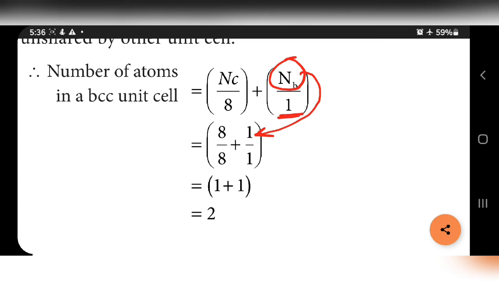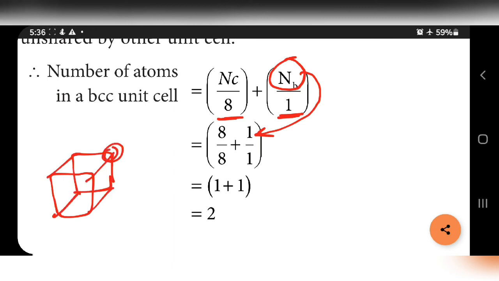Why is this Nb divided by 1 here? Here, why is it divided by 8? Because each atom in a cube is shared by 8 unit cells. This unit cell is surrounded by other unit cells in all 3 directions, x axis, y axis and z axis. So this atom is surrounded by 8 unit cells, so it is divided by 8.